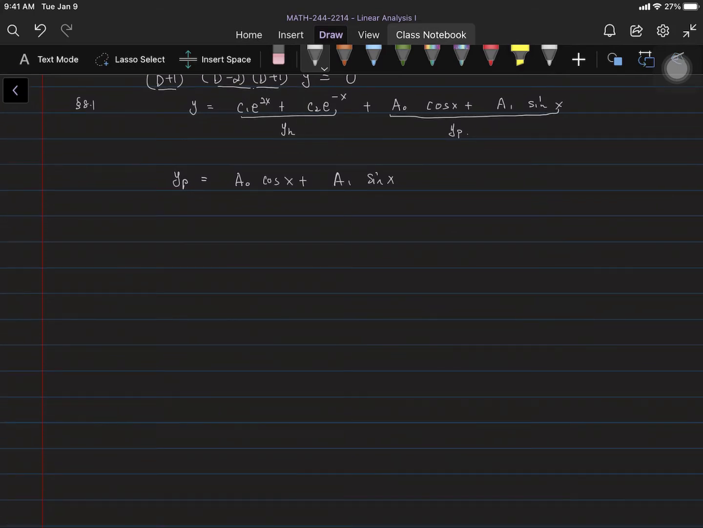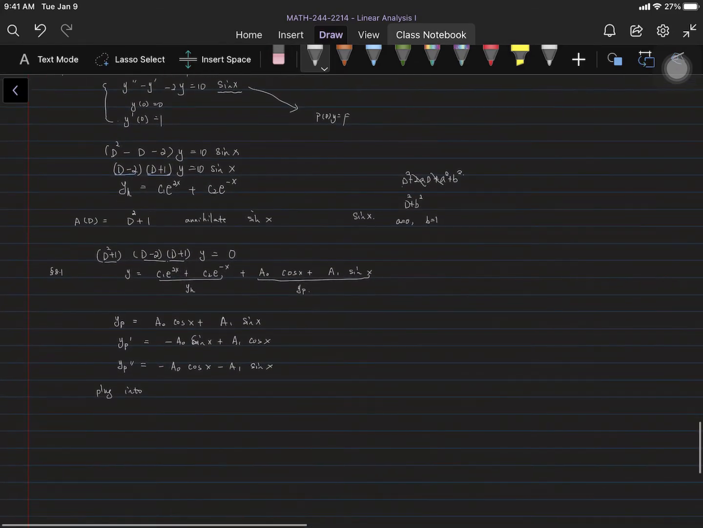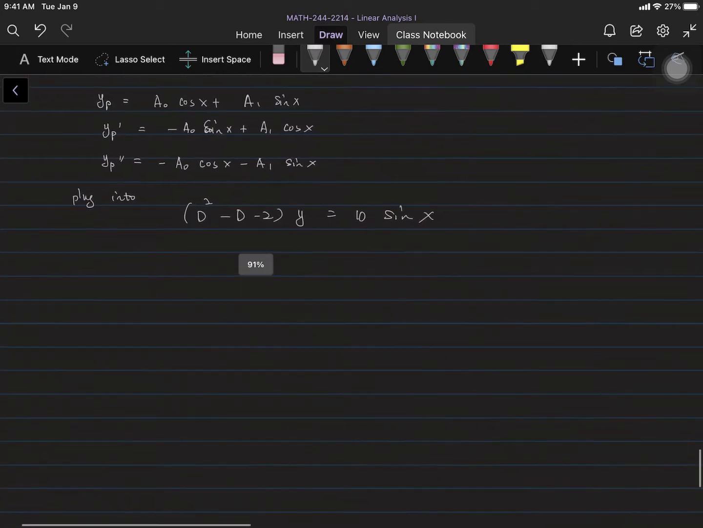Okay, let's see. Firstly, we need to take the first derivative and second derivative, and this is easy to find. The first derivative should be negative A0 sine x plus A1 cosine x. The second derivative is negative A0 cosine x minus A1 sine x, right? And plug into our original differential equation, D squared minus D minus 2, y equals 10 sine x.